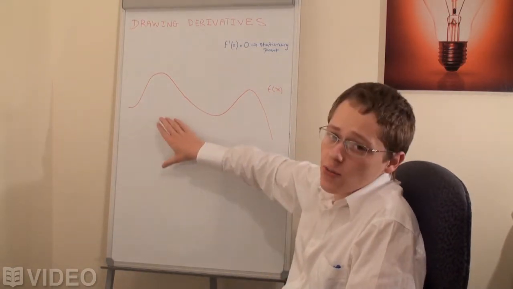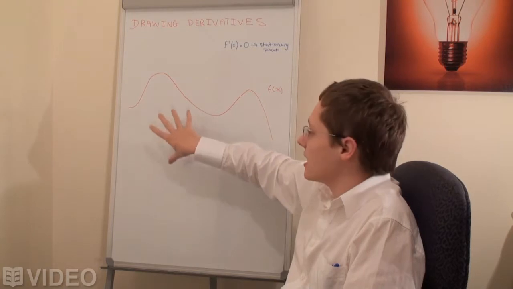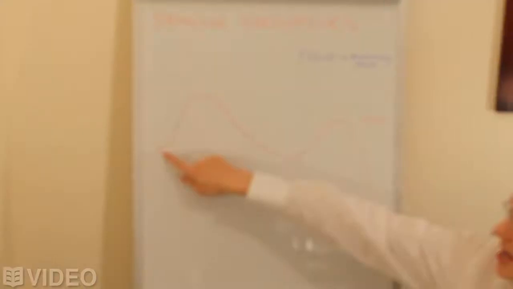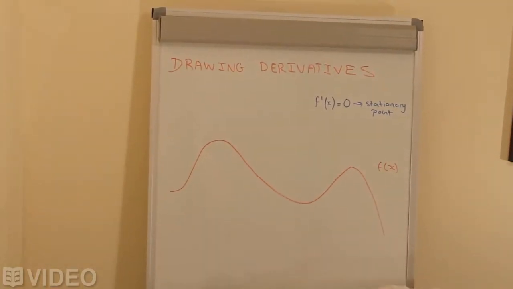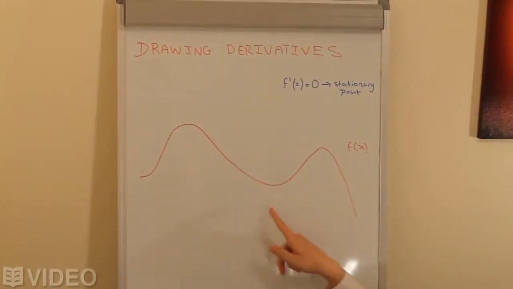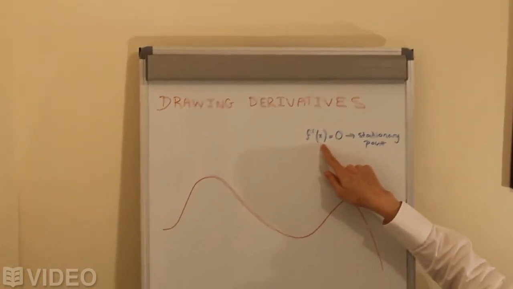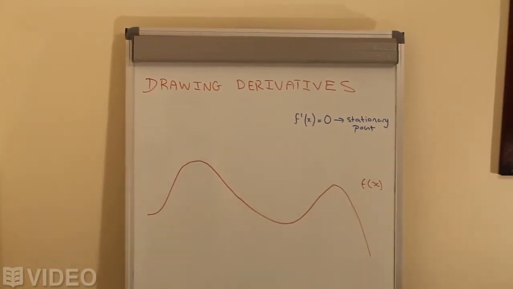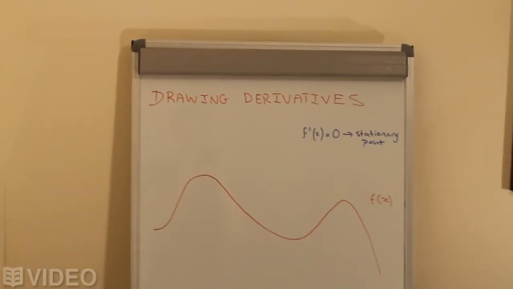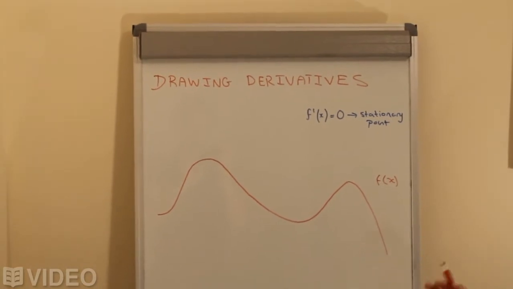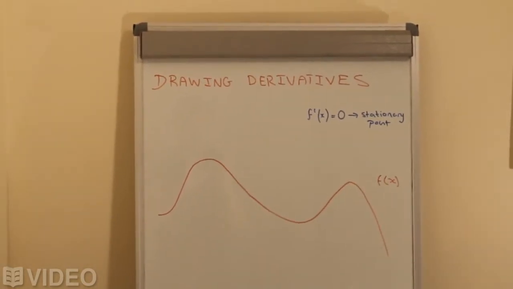So, a few key words and key phrases are increasing and decreasing slope. The slope here is increasing. The slope here is decreasing. What we need to know as well is that f prime of x is going to be equal to 0 at a stationary point. Something I just want to do on my set of axes is actually draw the Cartesian plane.